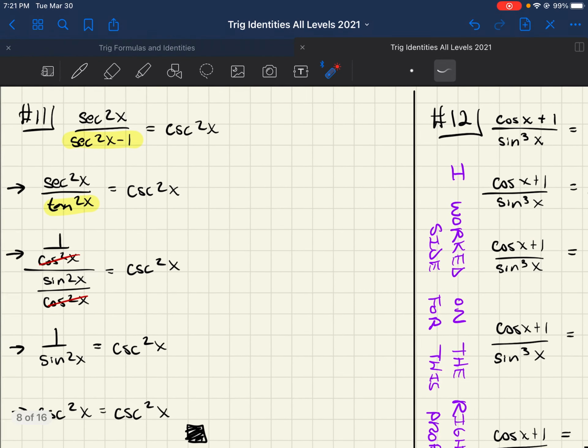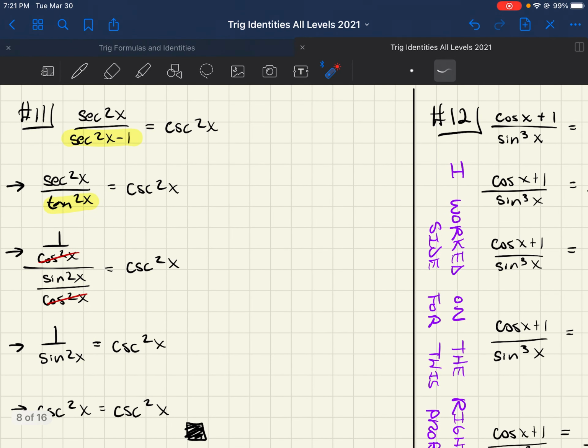All right, almost halfway there. Number 11. We want to show that secant squared of x over secant squared of x minus 1 equals cosecant squared. Secant squared of x minus 1, that's an identity. That's tangent squared. And then once we're at that point, I'm going to decompose into sines and cosines.